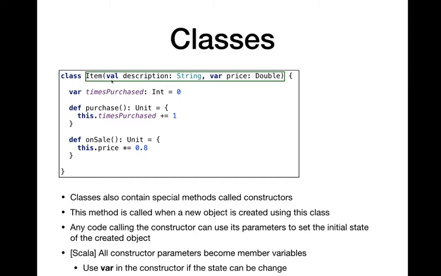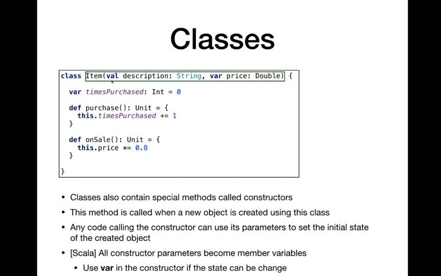You can't change the description once you create an item. You only get one chance to set the description, which is when you call the constructor. But you can access the description from outside of this class. You can say print line, whatever my item name is, dot description, and I can access that and print it to the screen.